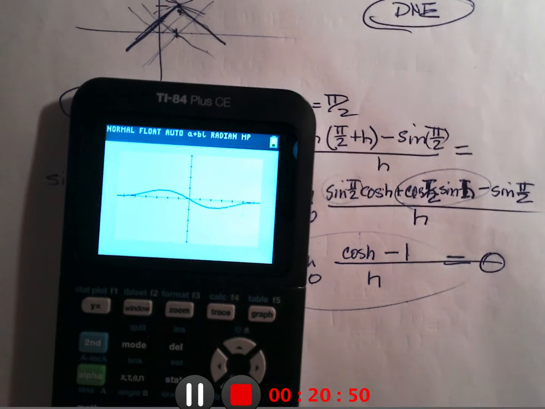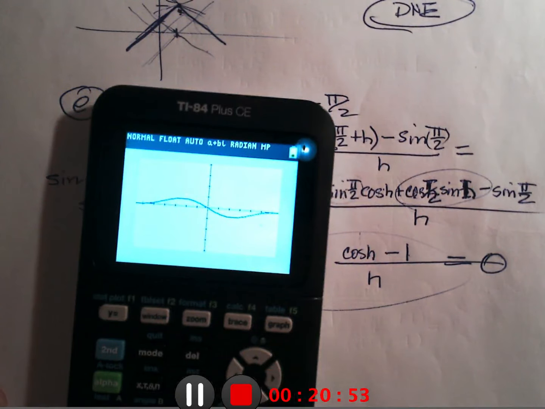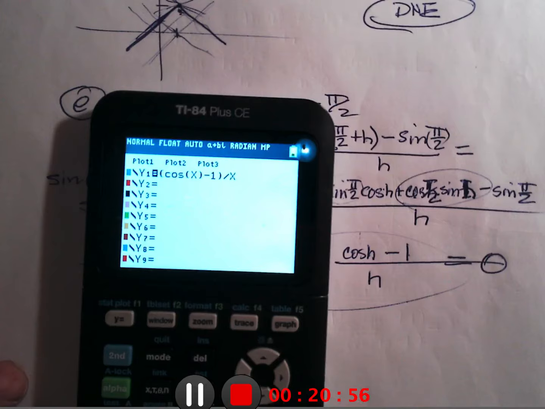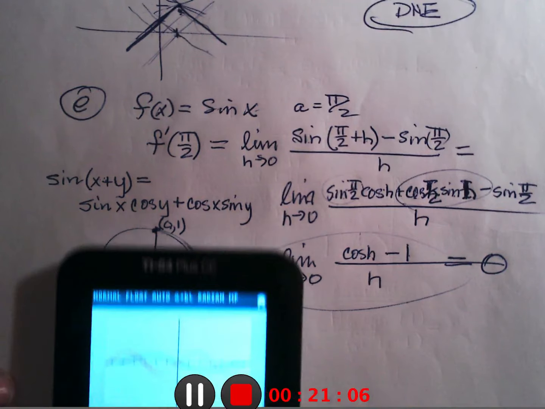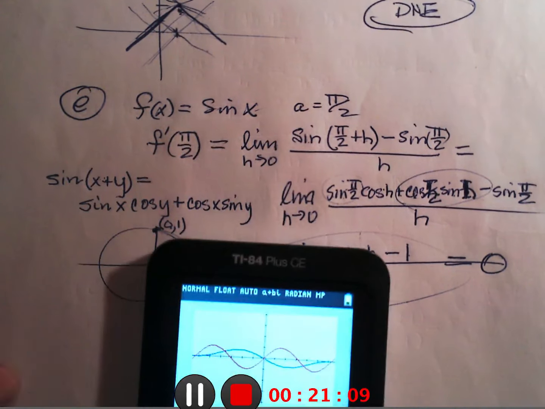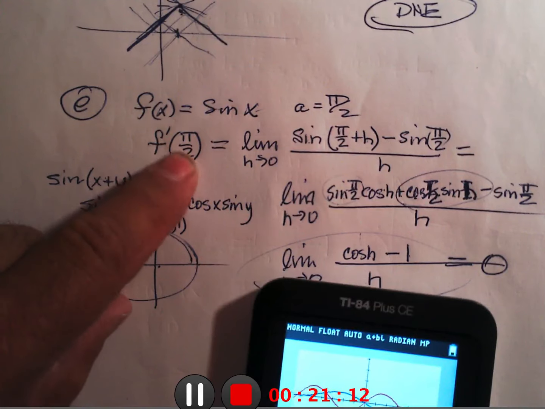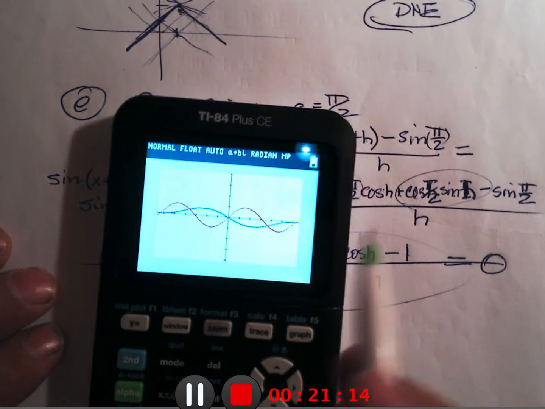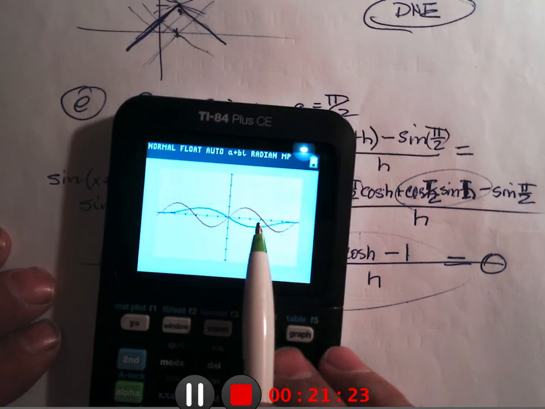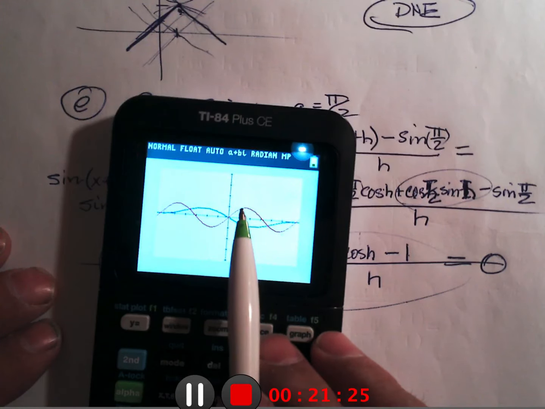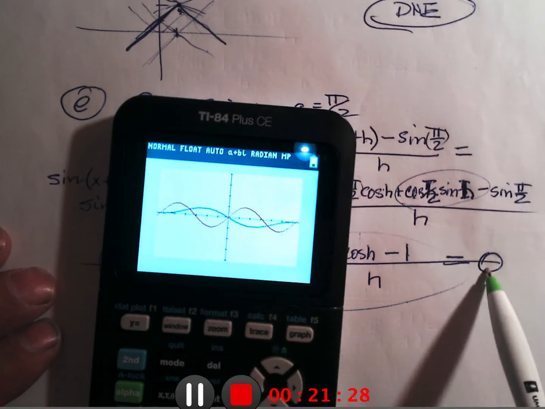And let's make even more sense out of this. Let's go and graph the sine curve. And what we were looking for was the slope at pi over 2. Now, if you remember, the sine makes a complete cycle by 2 pi. So it's here at pi, and at pi over 2, what is the slope? The slope is 0. Slope of the tangent line.